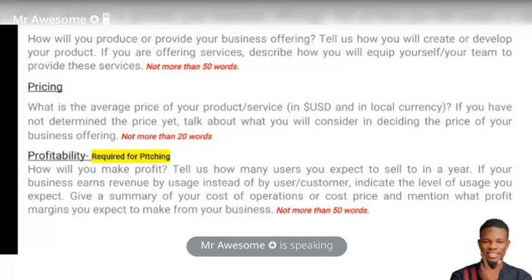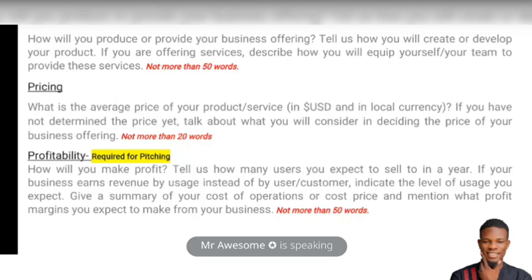Are you burning data? Are you spending money on research? Are you spending money on surveys? Things you need to do that make your business work. Not what it takes you to produce your product. Okay, let me use this word: it is what it takes you to deliver the value. That is what your cost of operations, or your cost price, are.